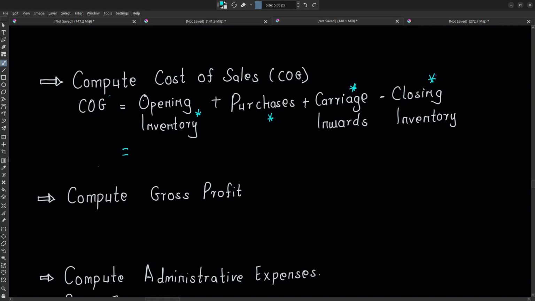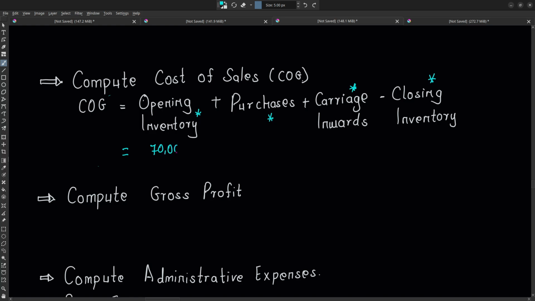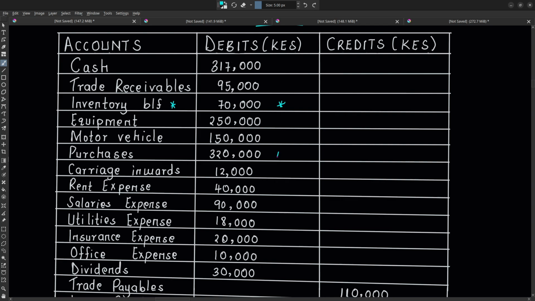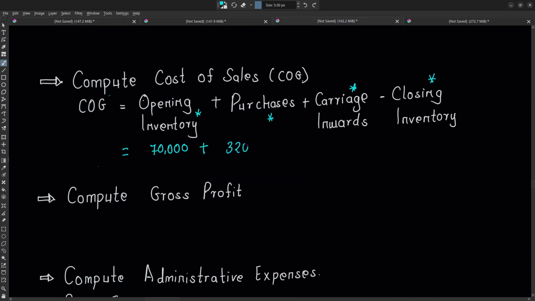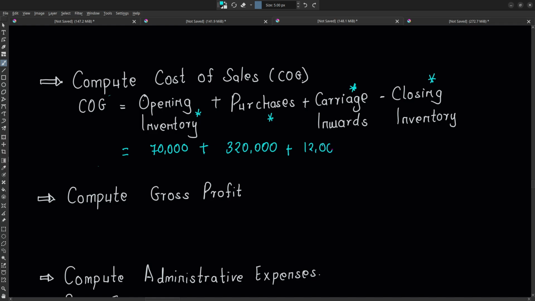Okay, so to calculate the cost of sales, it's basically looking at the opening inventory, where we have the inventory brought forward as 70,000. Inventory brought forward is basically inventory from the previous period, so it is the closing balance of the previous period and the opening balance of our current period. Okay, so we have 70,000 plus purchases. We have purchases amounting to 320,000, plus carriage inwards. We have carriage inwards of 12,000. Then we have closing inventory.